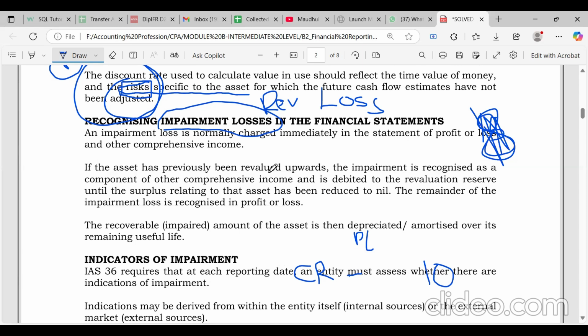Okay, so reading these ones now, we just need to consolidate the knowledge here. If the asset has previously been revalued, if you speak of revalued, it means the asset is under the revaluation model. In case it is on the cost model, you wouldn't even need to worry about this, because there wouldn't be this revaluation. So the impairment is recognized as a component of other comprehensive income, just like you do for the revaluation loss when reversing the previous gain, and is debited to revaluation reserve. I told you, whatever issue concerning revaluation that goes to other comprehensive income should go to revaluation surplus. Revaluation surplus and revaluation reserve are terms used interchangeably, although I like to use the term revaluation surplus. It's more common, right?